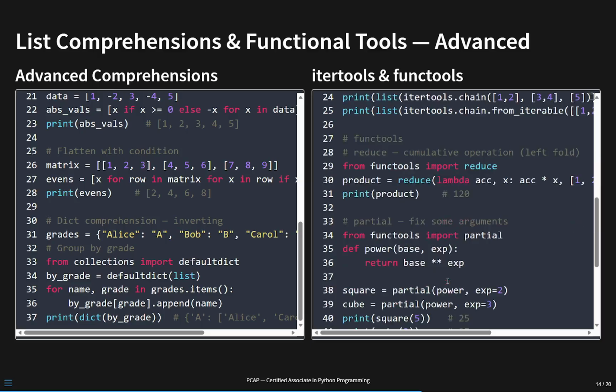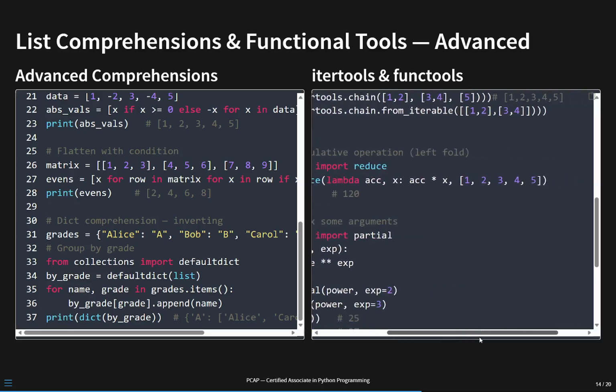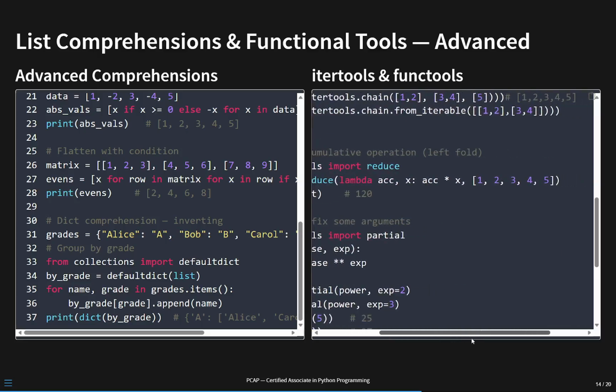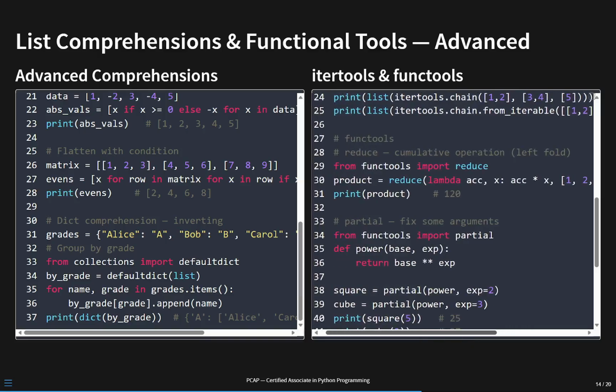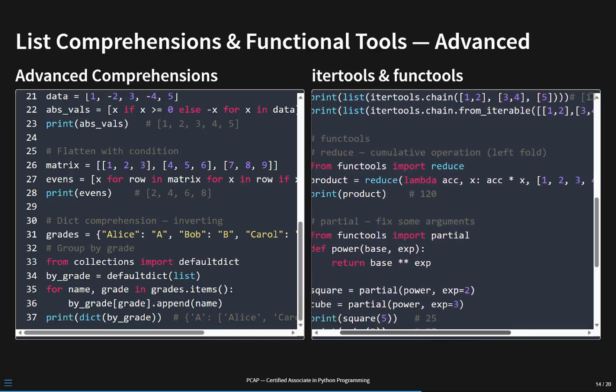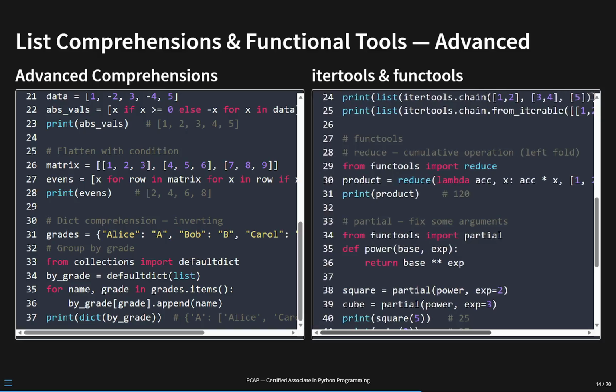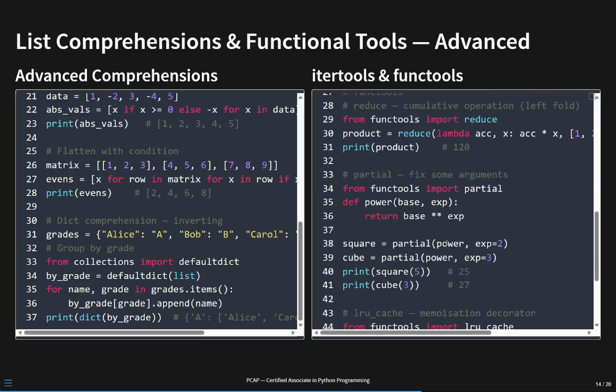Next, functools.reduce applies a binary function cumulatively. reduce(lambda acc, x: acc * x, [1, 2, 3, 4, 5]) starts with 1, multiplies by 2 to get 2, multiplies by 3 to get 6, by 4 to get 24, by 5 to get 120. This is the left fold, classic functional programming.